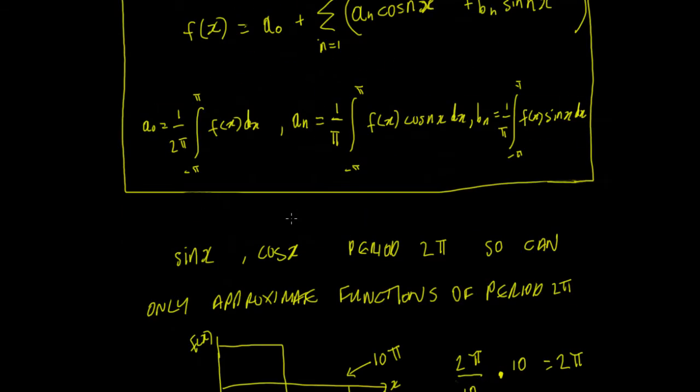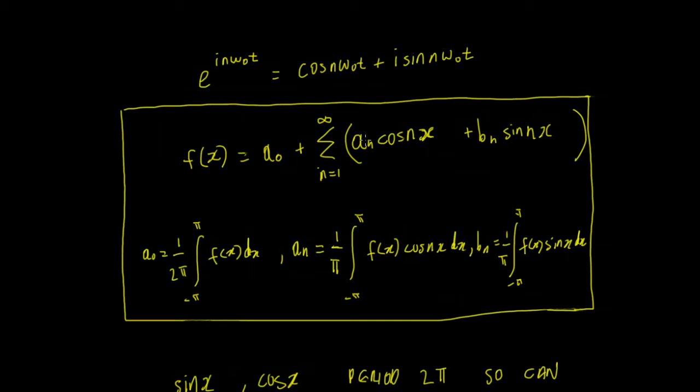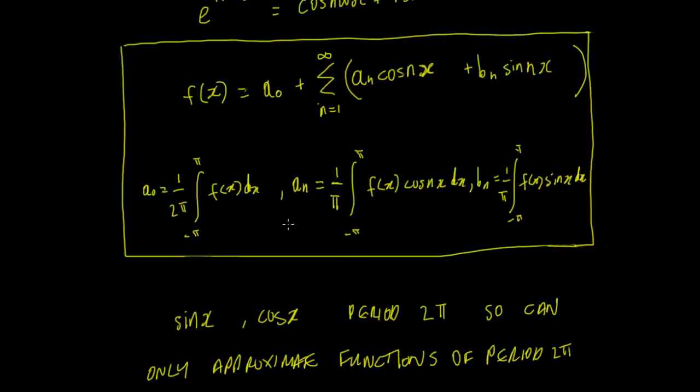Well, the problem is that the Fourier series, in the context it's in at the moment, is only able to approximate functions of period 2 pi, because the functions that you're using for approximations are the cosine and the sine, and these have periods of 2 pi, so you would only ever be able to approximate in this form functions of that period.